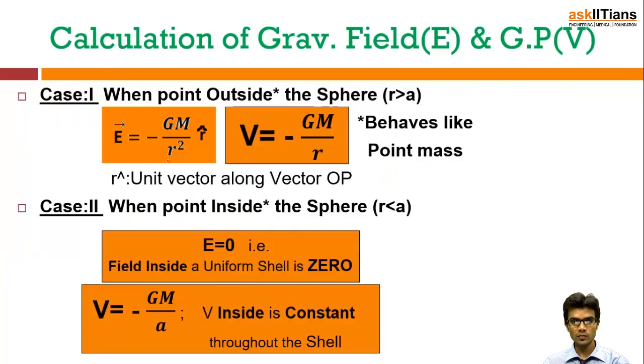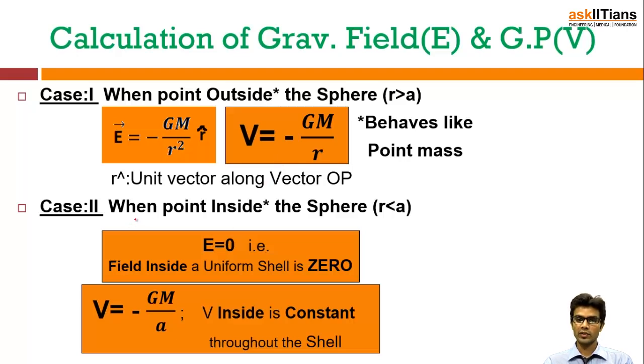So when the point mass is outside the hollow sphere, meaning r is greater than a, in that case the gravitational field at a point is defined as vector E equals minus GM by r square into unit vector, and gravitational potential is equal to minus GM by r. It behaves like a point mass. The meaning is just replace the hollow sphere by a point mass and calculate the gravitational field and gravitational potential at a point from distance r. There is no difference.